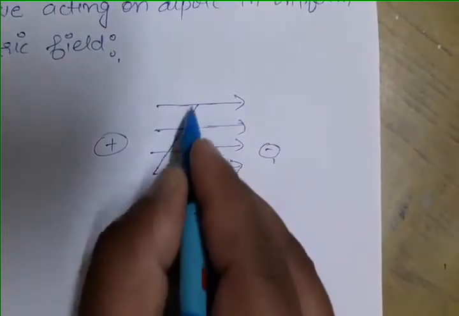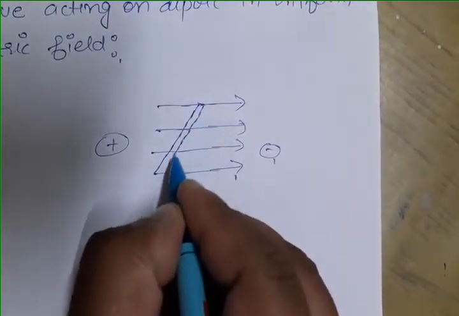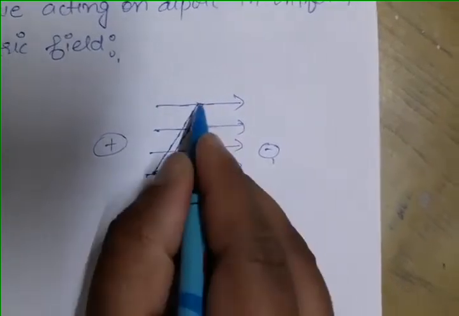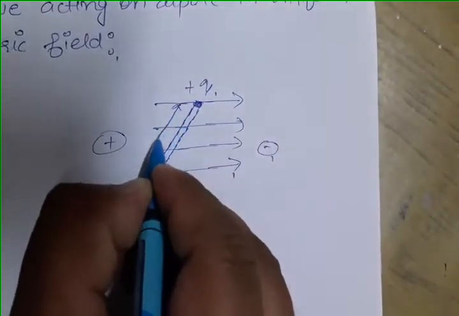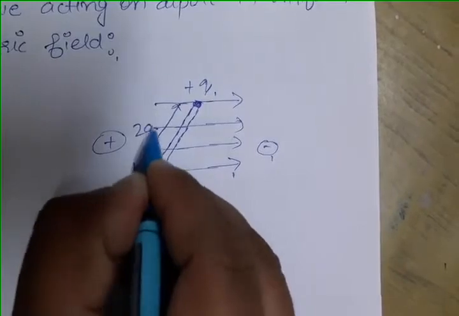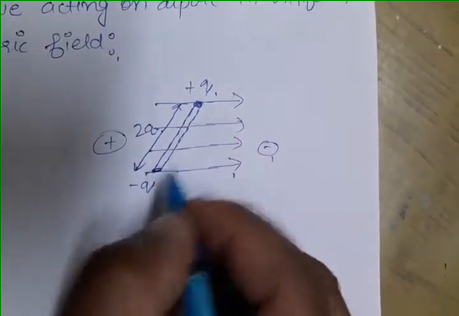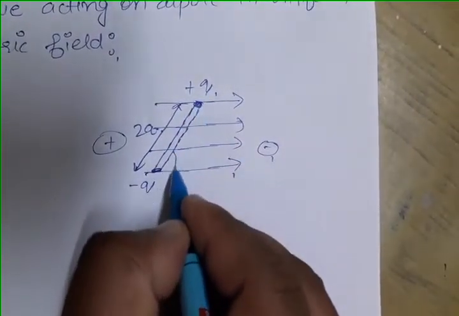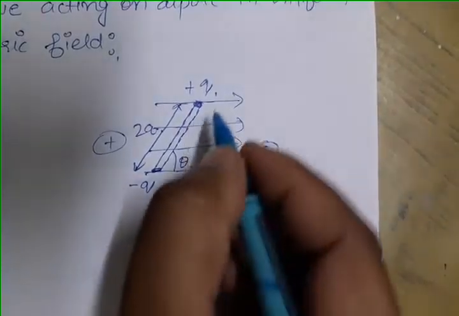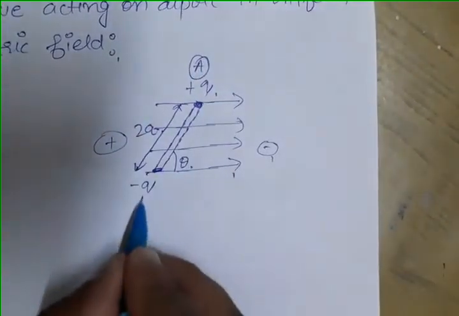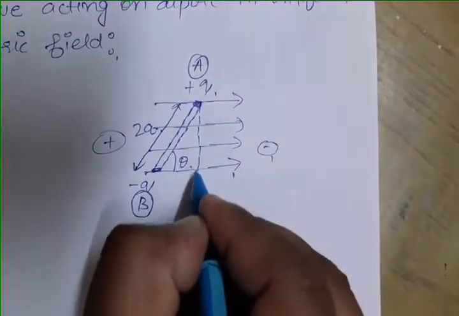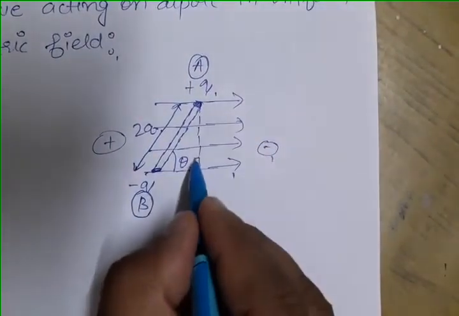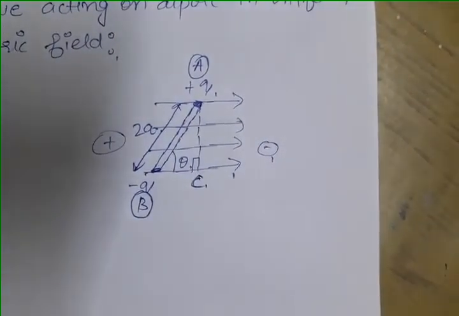Let us suppose this dipole is placed. This is the dipole. Let us suppose this is minus q, this is plus q, since it is a system. These two charges are separated by a distance of 2a. Let us suppose this dipole makes an angle theta. I call this point A and this point B. Now drop a perpendicular. If you drop a perpendicular, I call this C.